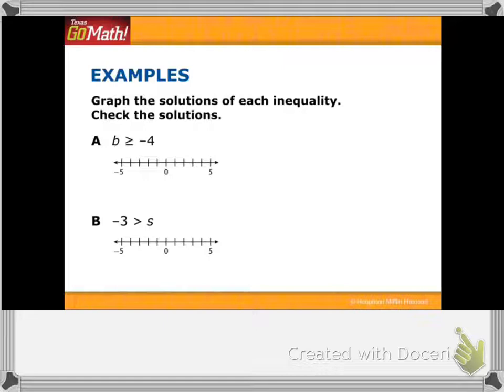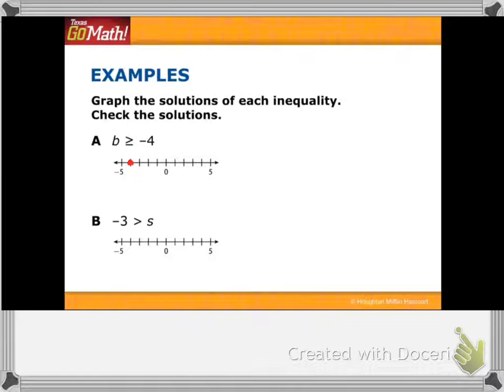So let's look at a statement here. We see that B has to be greater than or equal to -4. So what I always tell kids to do is to first think about your point. Is it going to be open or closed? Well, since it has that equal to, we know that it's going to be a closed point. So that means it's going to be a solid point that's shaded in. And that point is going to be at the -4. So what I'm going to do is I'm going to find my -4 and I'm going to go ahead and put my point there first. And I'm shading it in so that it is definitely closed.